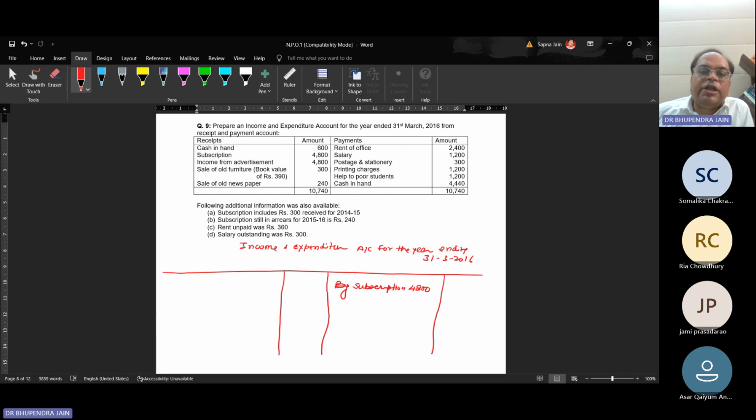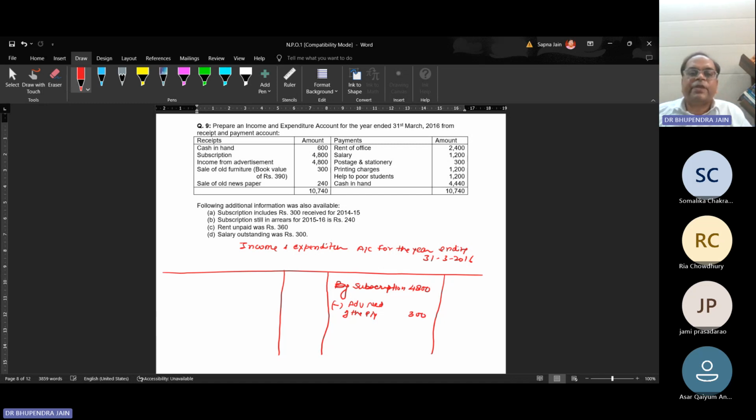Subscription includes 300 received for 2014-15. We have received 300 rupees for the year 2014-15 in the year 2015-16. So this is not related to the current financial year. So what will we do? We will subtract it. We have received advance of the previous year.